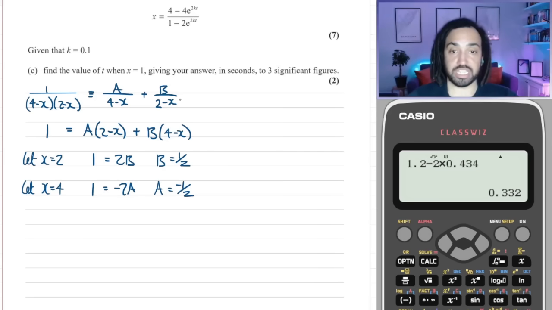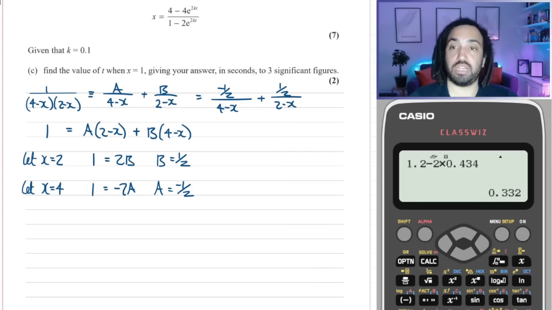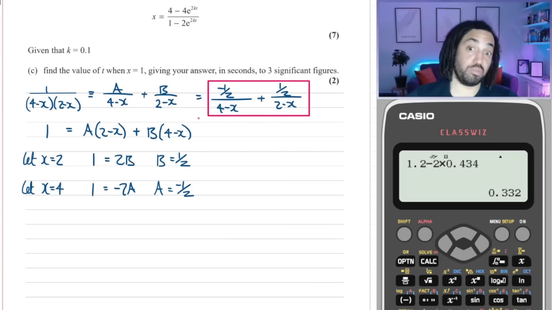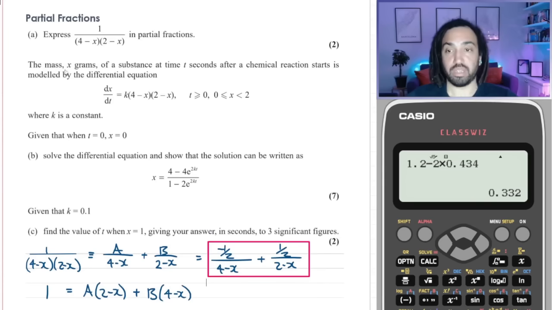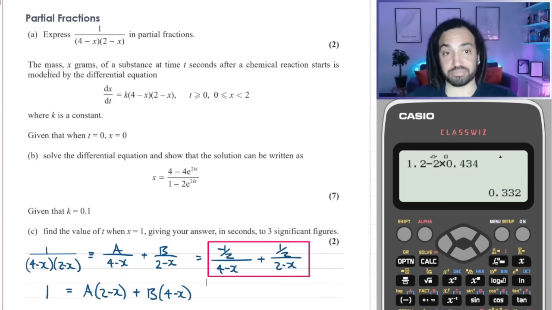Perfect. It does say express it in partial fractions, so I'm going to go up to the top here, and I'm just going to put these numbers in for a, put the number in for b as well, like so. So that will be my final answer. You could bring the 2 down to the bottom if you wanted to. Both will be absolutely fine. Only 2 marks. Whew, seems a bit harsh, but hey.